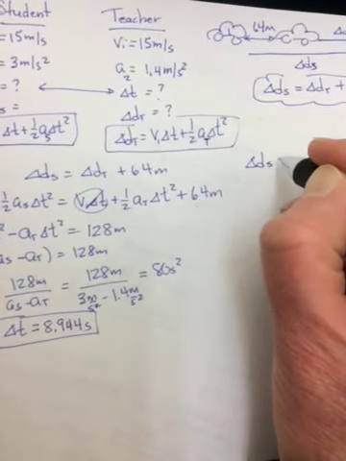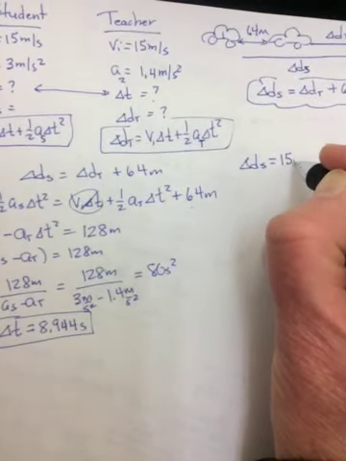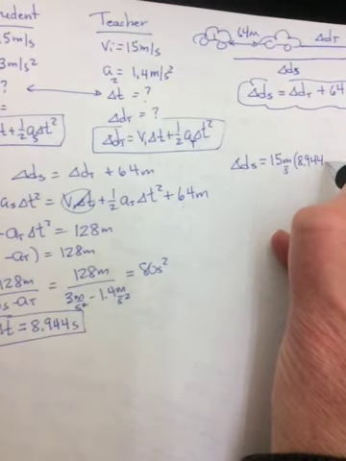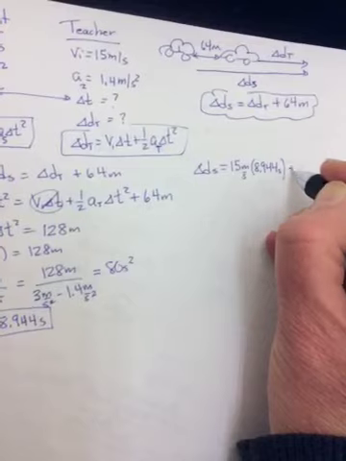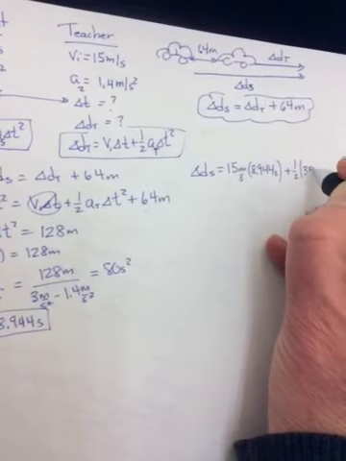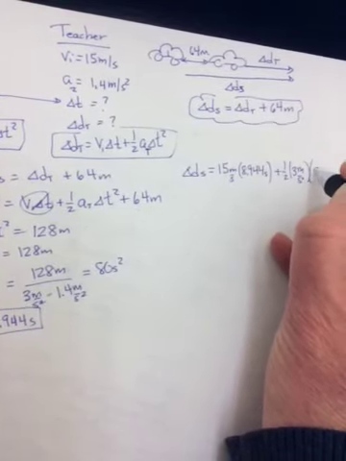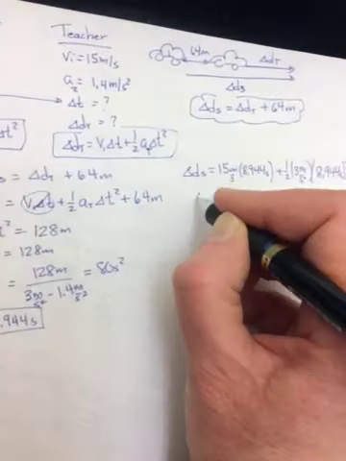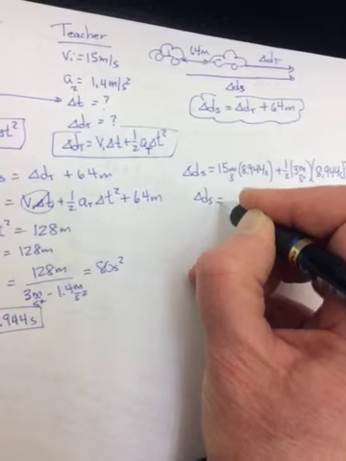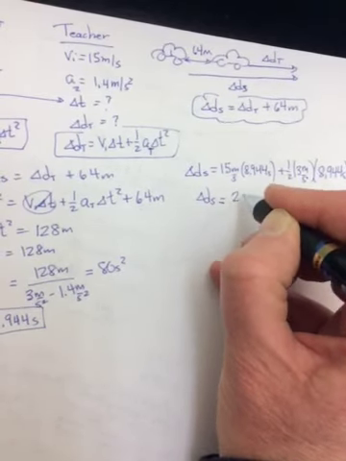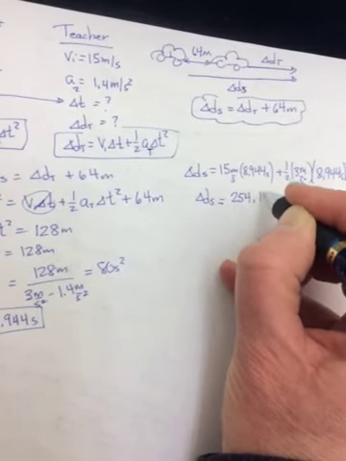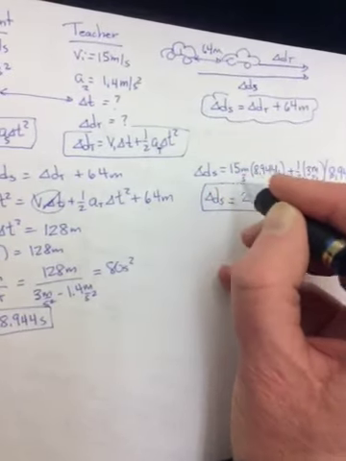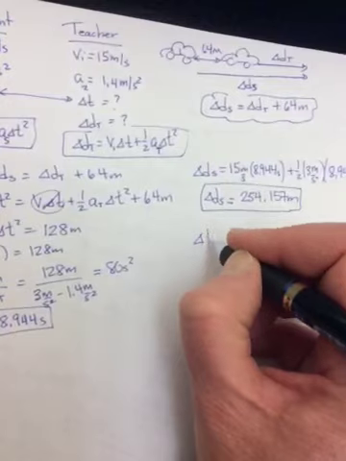So delta D of the student will be 15 meters per second times that 8.944 seconds plus 1/2 3 meters per second squared times the 8.944 seconds squared. And when you do this, you should get delta D of the student to be 254.157 meters, especially if you kept all your decimals on your time. I did in my calculator, I just didn't do it on the sheet.